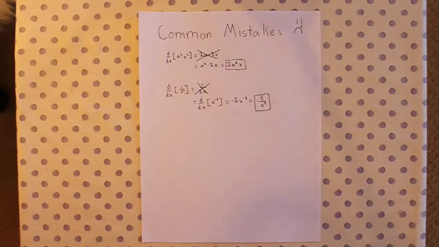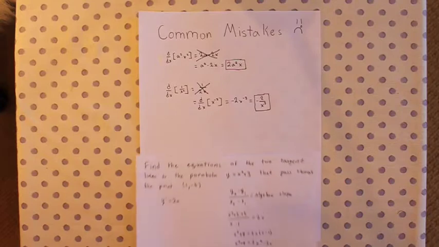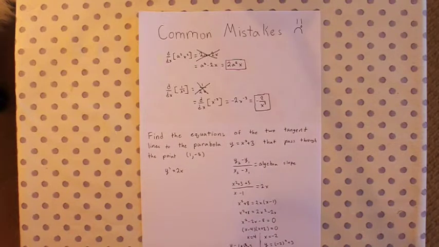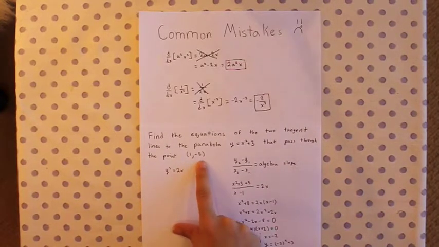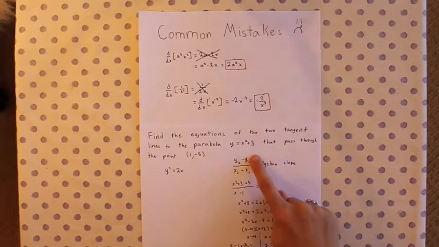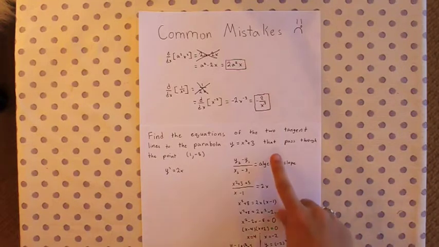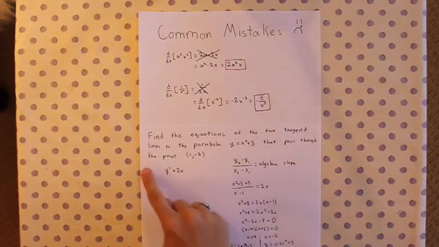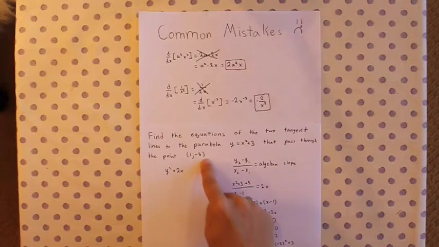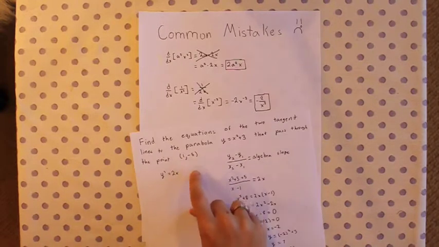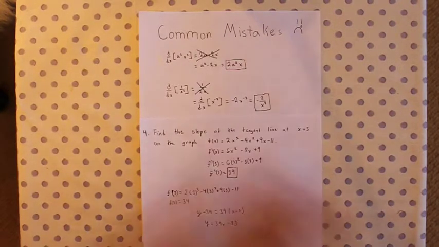Another common mistake would be involving a problem like what I showed earlier. One might think that this point is on the graph of the parabola y equals x squared plus 3. But the question explicitly states that the two tangent lines just pass through the point (1, -5). So they might solve this problem like I solved this problem, which is very wrong.